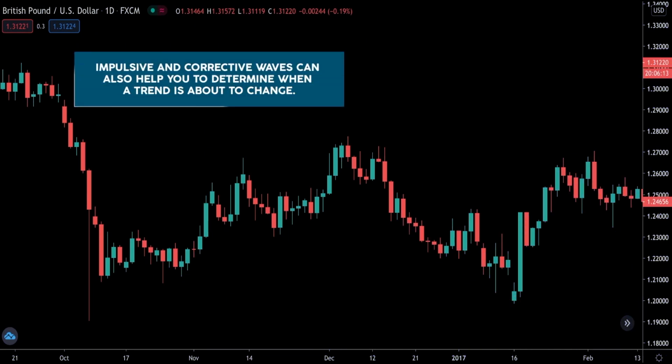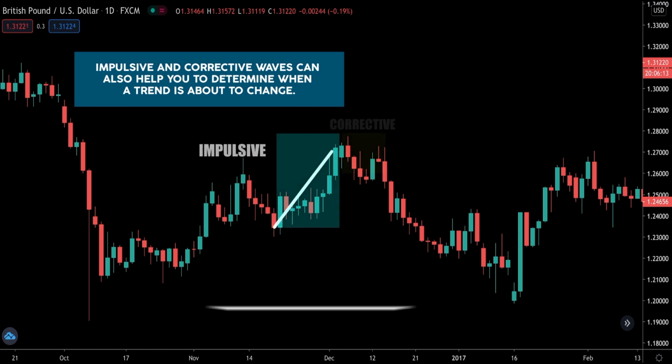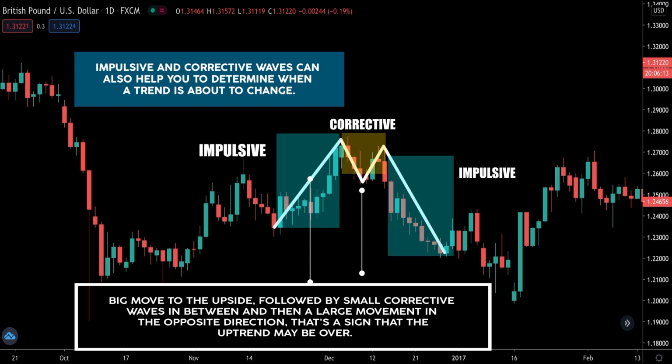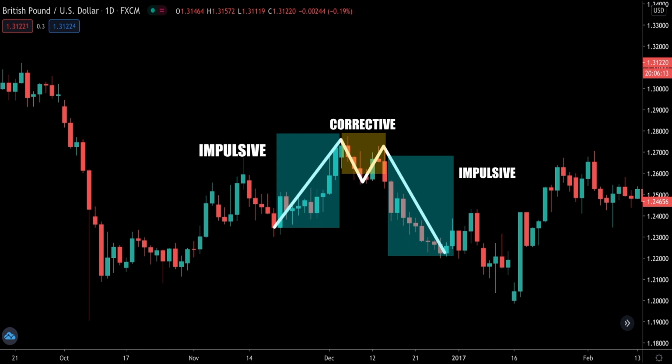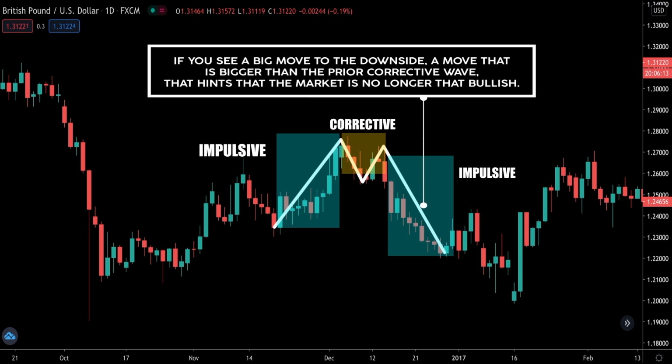Impulsive and corrective waves can also help you to determine when a trend is about to change. If you see a price chart that shows a big move to the upside, followed by small corrective waves in between, and then a large movement in the opposite direction, that's a sign that the uptrend may be over. Now, why is this so? Well, because you would expect the impulsive move to occur in line with the uptrend. But if you see a big move to the downside, a move that is bigger than the prior corrective wave, that hints that the market is no longer that bullish. And that's the first concept of Elliott wave that you can incorporate into your trading.